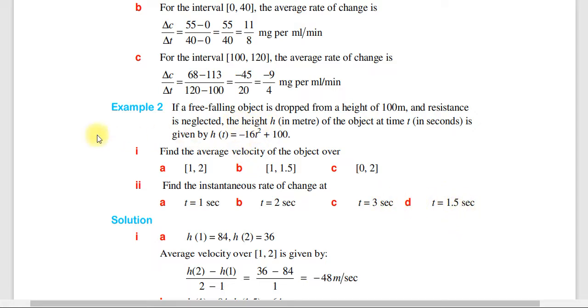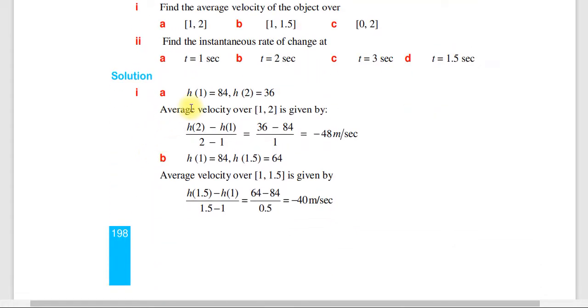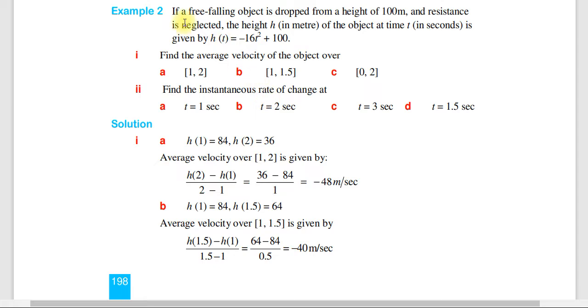Questions like this are also given. So how do we find the solution? h of 1 is equal to 84, h of 2 is equal to 36. We substitute directly. The average velocity over 1 to 2 is given by h of 2 minus h of 1 over 2 minus 1.